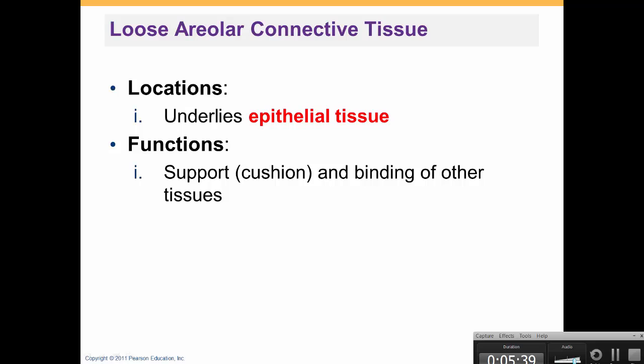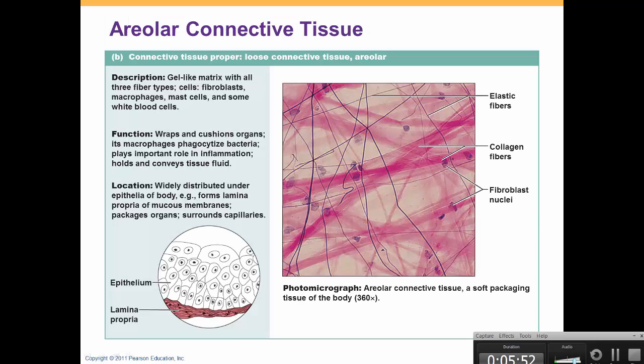We find it in the underlying epithelial tissue. And you will see an example of that when we cover the skin. And its main function is support and cushion. So here is my loose areolar connective tissue. I have elastic fibers, these dark colored ones, and I have a lot of collagen fibers. And as we said, reticular fibers are actually a subtype of collagen fibers. That's why we won't be able to see them unless we use a specific stain, which is not used here.